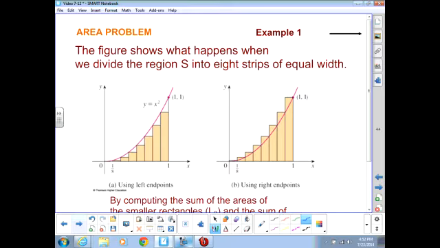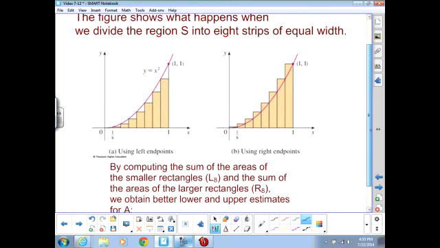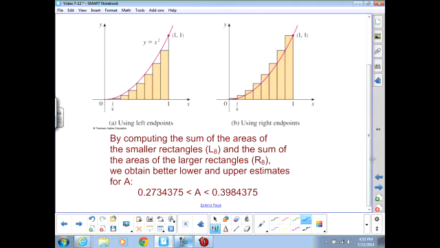So if we're using 8 rectangles, that means we're jumping 1/8 for each width. When we have right-hand endpoints, we'll use f of 1/8, f of 2/8, f of 3/8, f of 4/8, and so forth, all the way up to f of 1. When we're using left-hand endpoints, we'll use f of 0, f of 1/8, f of 2/8, f of 3/8, all the way up to f of 7/8 for our heights. Now, when we do that, if we were to compute it just like we did before, we get 0.27 for our lower and 0.39 for our upper. So notice it's coming together.